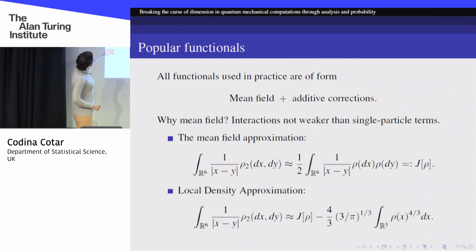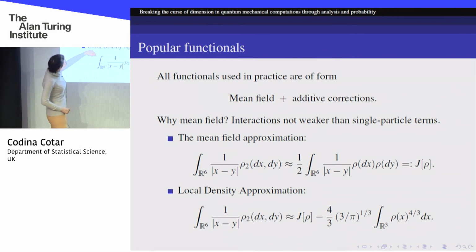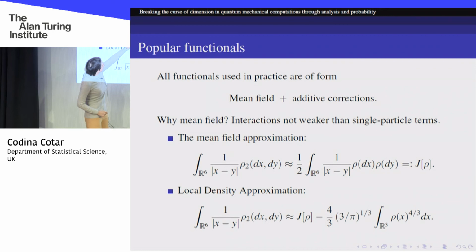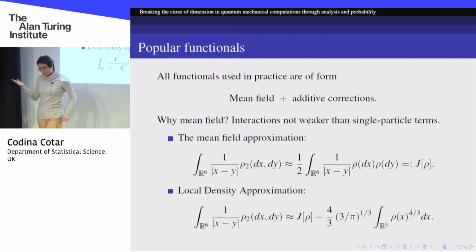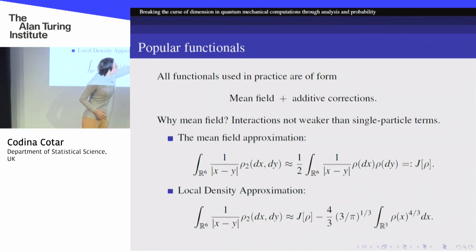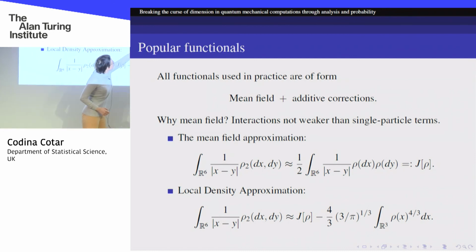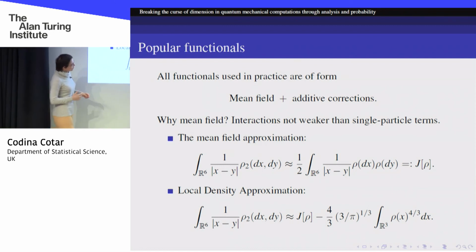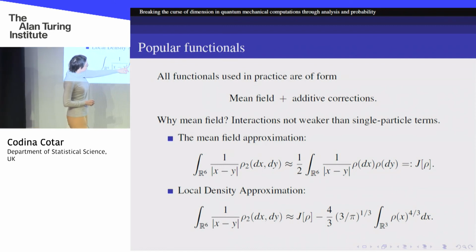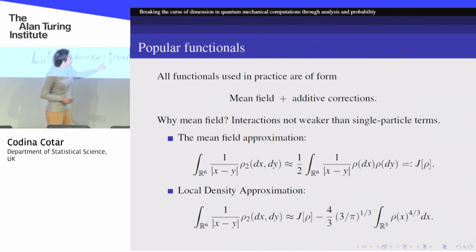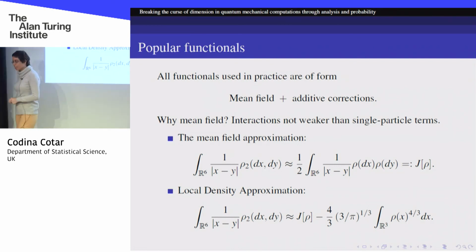And let me give you a couple of examples. The first one comes from Thomas-Fermi in the 1920s. Just assume independence. Then ρ2 is, if I have independence, a product measure. So what I would end up with is just a product measure. The local density approximation is more complex. So I'm going to have the product measure minus some correction term to account for correlation.